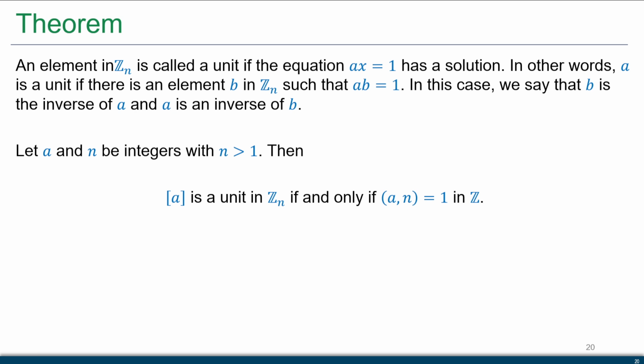So let a and n be integers with n greater than 1. Then the congruence class of a, and typically I'll just say a, is a unit in Z mod n if and only if, again, this is the restatement of the theorem from last time, the greatest common divisor of a and n is 1.